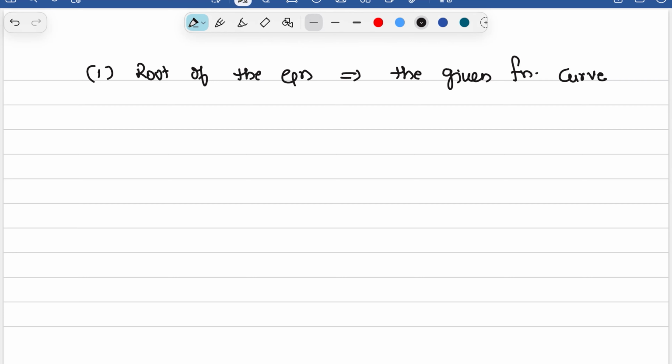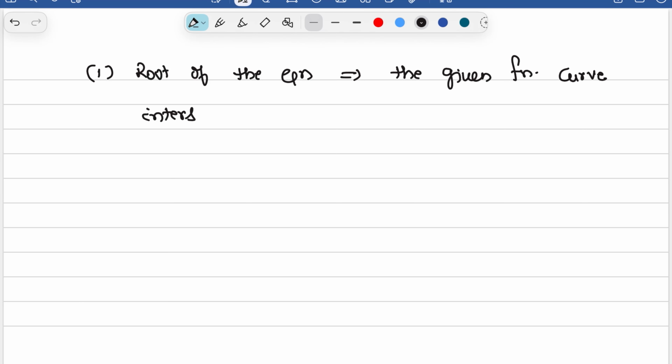Now what we have got, the ultimate assumption is that one is a root of the equation, which implies the given function curve intersects the x-axis at x is equal to b.